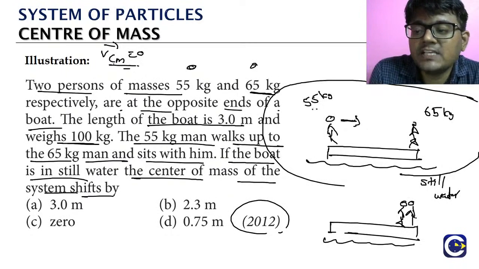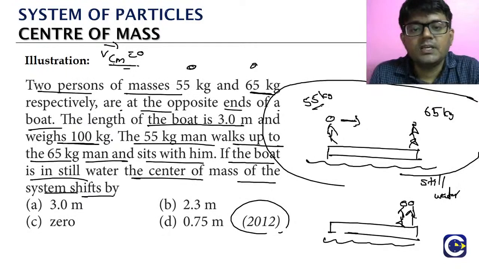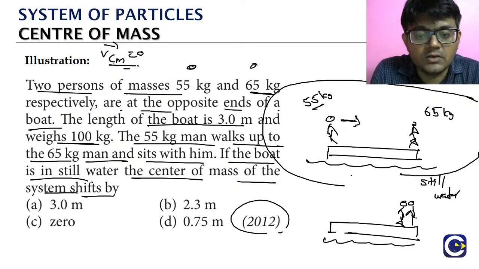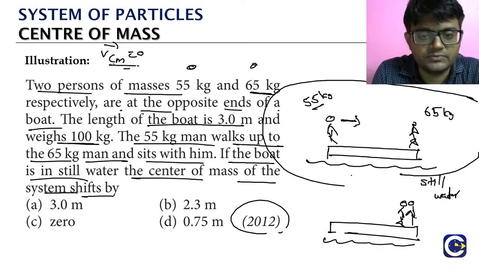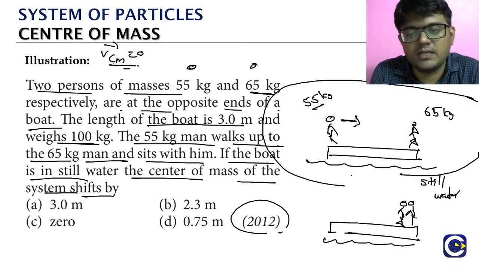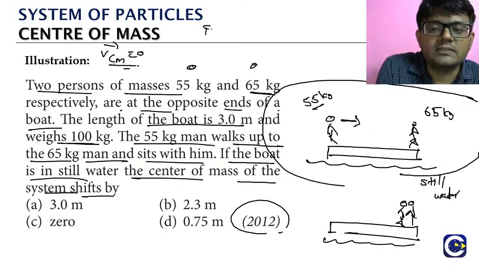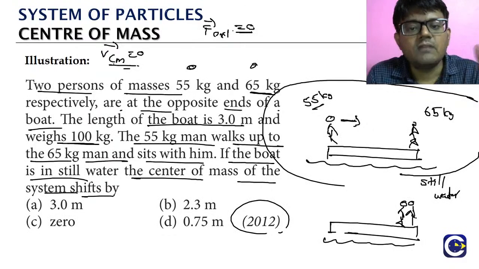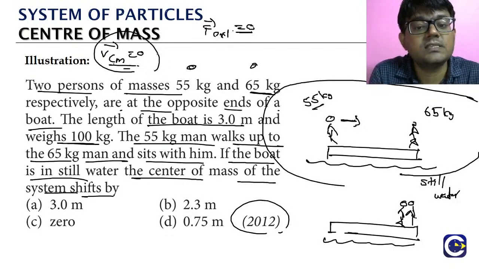Now when the 55 kg person is moving and going there, it is not because of some external force or influence. He is going by creating the internal force. Now he is a part of the system, right? He is moving means it is an internal phenomena. So external force, what is it? Center of mass acceleration will not be there, means velocity of center of mass will remain the same. Already initial velocity is 0, which means center of mass velocity will remain the same, which is 0, means center of mass position will not shift.